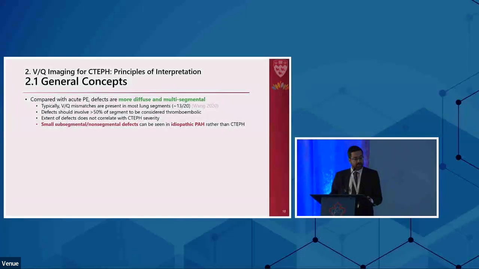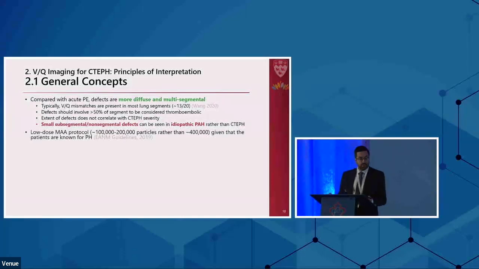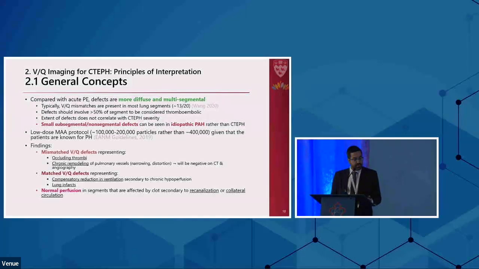And we have to differentiate between CTEPH and the small segmental, non-segmental defects that can be seen in idiopathic pulmonary hypertension. It's recommended to inject a lower number of MAA particles than in regular patients. The findings that we see are going to be mismatched defects that can be occluding thrombi, or can be related to chronic remodeling of the pulmonary vessels, and those are the ones that tend to be negative on CT angiography, the more distal chronic remodeling defects. And there could even be some matched defects, which are not typically caused, but they can theoretically be related to lung infarcts, but can also be related to compensatory reduction in ventilation, secondary to chronic hypoperfusion.